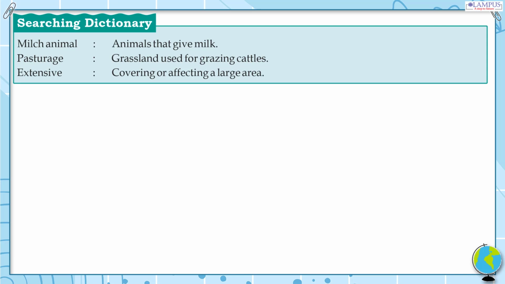Searching dictionary. Milch animal: animals that give milk. Pasturage: grassland used for grazing cattle. Extensive: covering or affecting a large area.